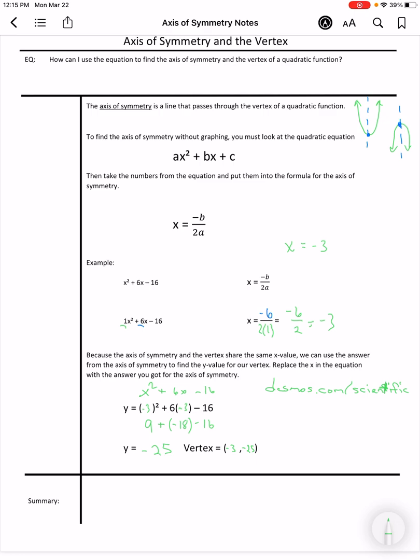So again, that's the process. Opposite of b divided by 2a gives me the axis of symmetry. I take that answer and plug it in for x. The solution I get is my y value, and then together they become the vertex.